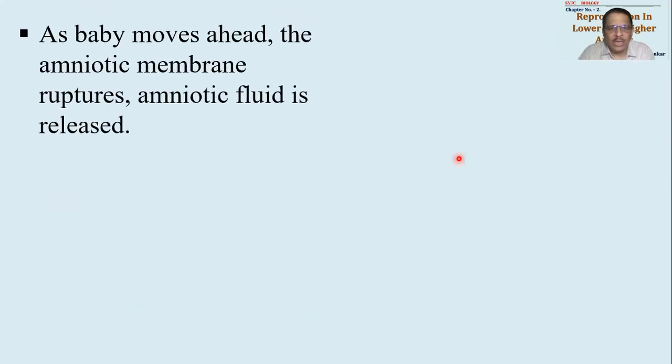Now as baby moves ahead, the amniotic membrane, I told you there are 3 layers available: amnion, chorion and allantois. Baby is enclosed in amniotic cavity or amniotic sac. This amniotic sac is consisting of amniotic fluid. So as baby is turned upside down and starts moving ahead due to vigorous contractions of uterus, the amniotic sac will get ruptured and amniotic fluid will start coming out of it. This amniotic fluid will be made to pass out through cervix and to vagina. This marks that baby is to be born.